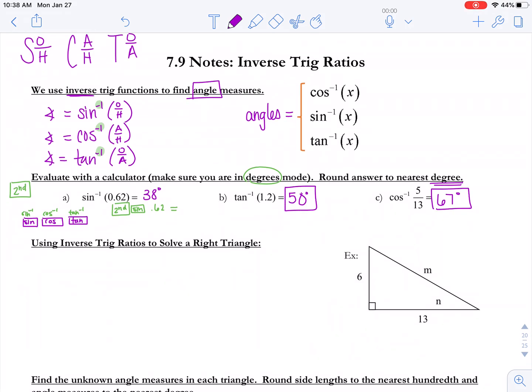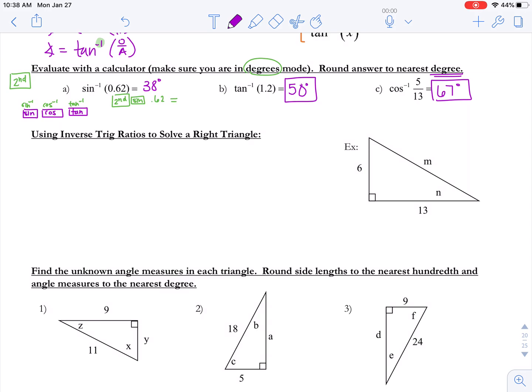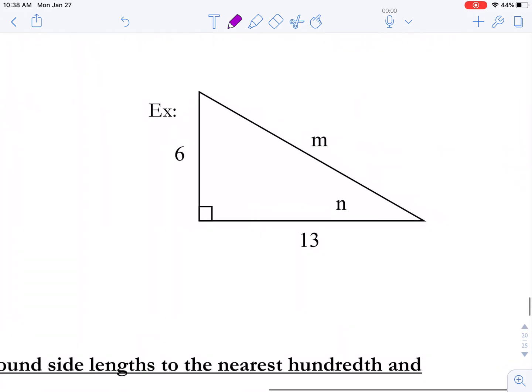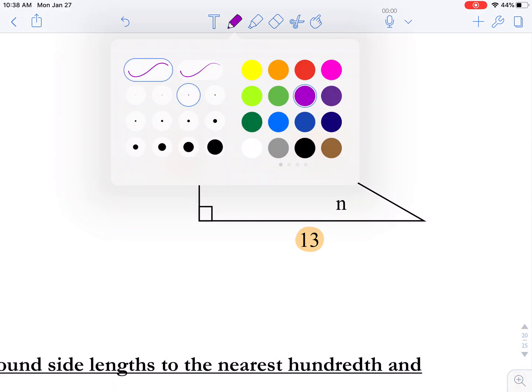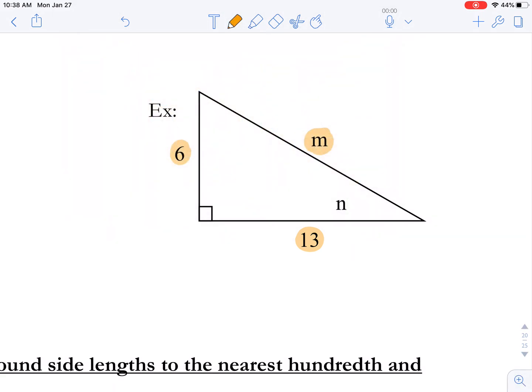Okay, so now that we know how to type it into our calculator, let's try the first example. So this first example here wants us to solve the right triangle. When you look at the triangle, notice that we're given 2 out of the 3 sides, 6 and 13, and m, the missing side length, is our hypotenuse.